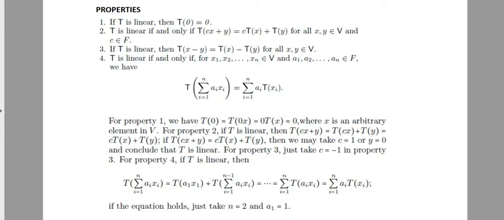Now see the third property, that if T is linear, then T of x minus y is equal to Tx minus Ty. In the second property, just take c equal to minus 1. We get this result. Now the fourth result says that T of summation i equal to 1 to n of ai xi is equal to summation i equal to 1 to n of ai times T of xi.